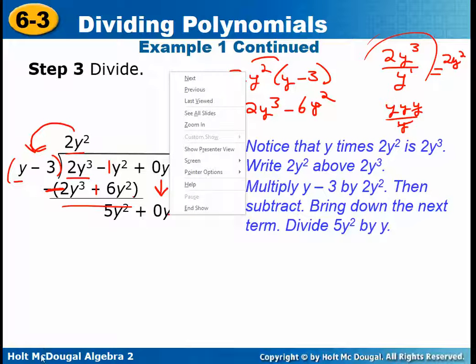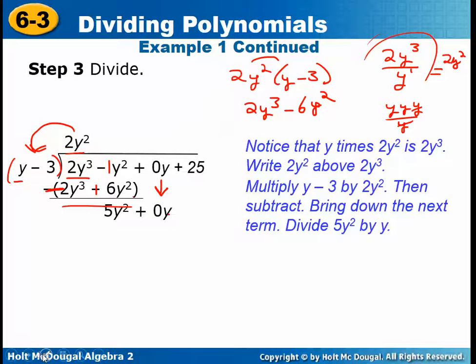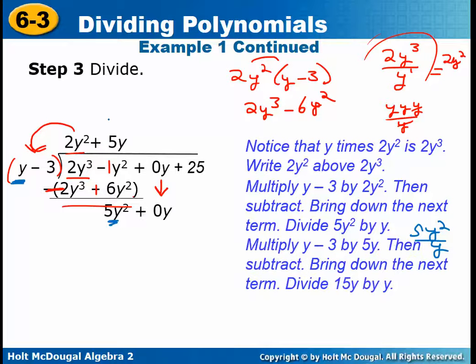Okay, now I'm ready for the next part. Where's my pen? I'm going to change to another color. Now it's another division part: how many times does y go into 5y squared? So 5y squared divided by y is going to be 5y. So I put plus 5y on the top.